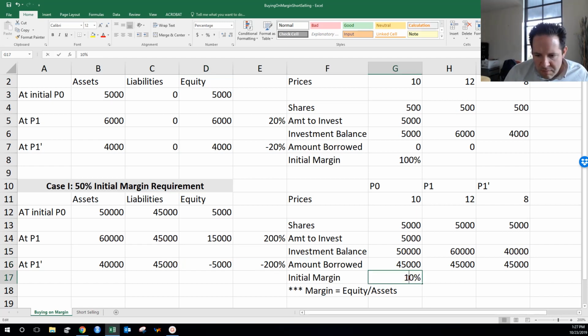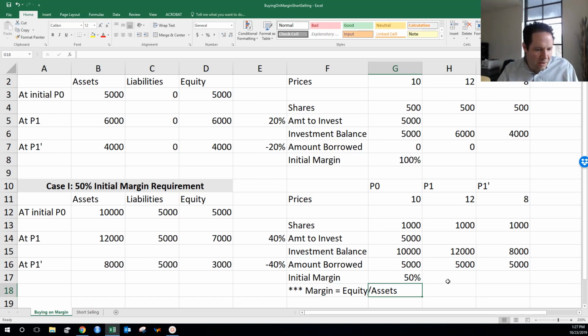So, kind of more realistic values of leverage. You can see there's your percentage returns for the example that we worked in this case. So hopefully that gives you an idea of how to fill out the buying on margin part of this. I'll return in a separate video to guide you through what's going on with short positions.